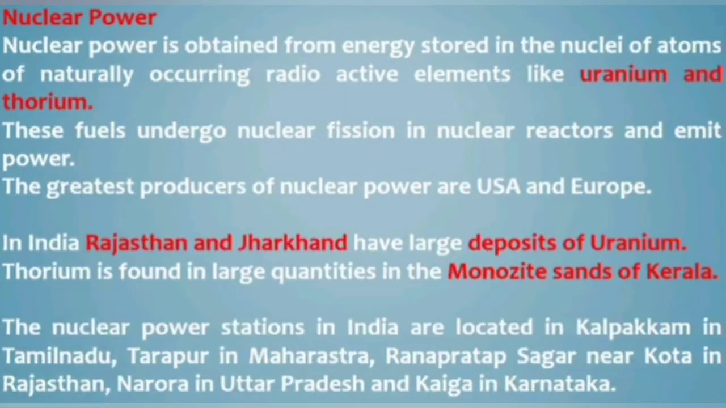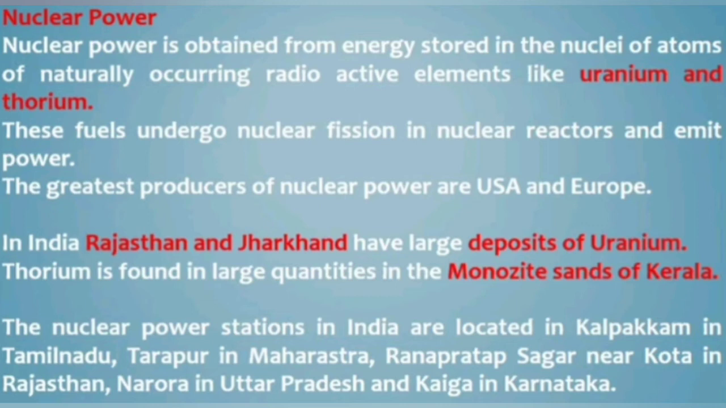Nuclear power is obtained from energy stored in the nuclei of atoms of naturally occurring radioactive elements like uranium and thorium. These fuels undergo nuclear fission in nuclear reactors and emit power. The greatest producers of nuclear power are USA and Europe. In India, Rajasthan and Jharkhand have large deposits of uranium. Thorium is found in large quantities in the monazite sands of Kerala.